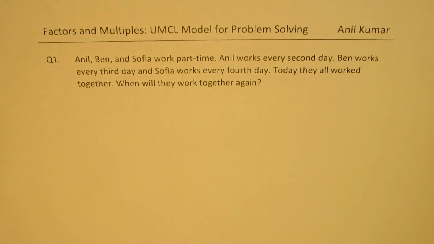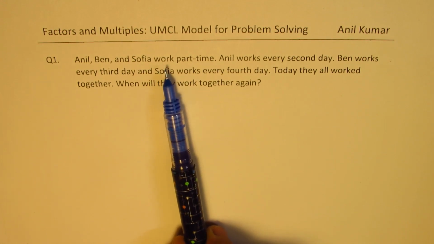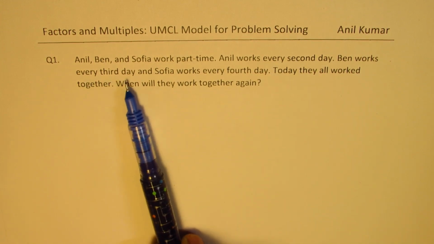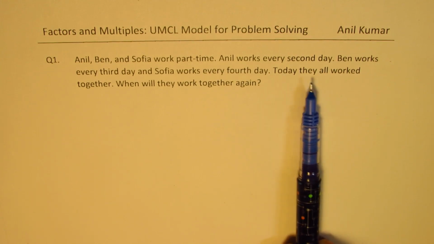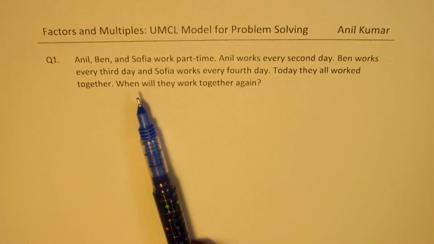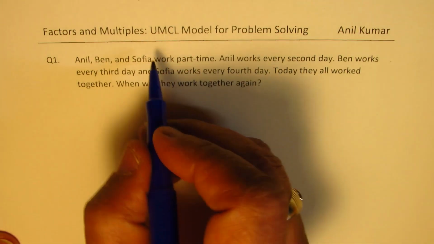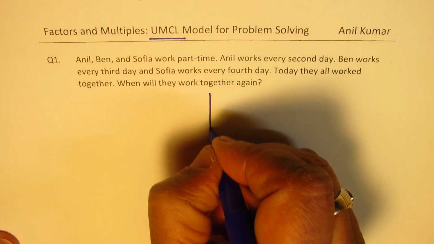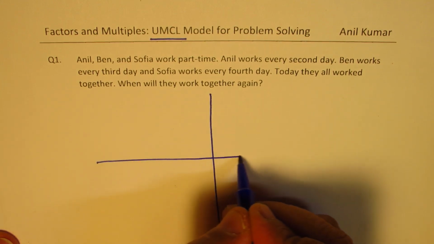The very first question here is: Anil, Ben, and Sophia work part-time. Anil works every second day, Ben works every third day, and Sophia works every fourth day. Today, they all work together. When will they work together again? So that is the question for us. We'll follow this plan, UMCL, and divide our space into 4 parts.